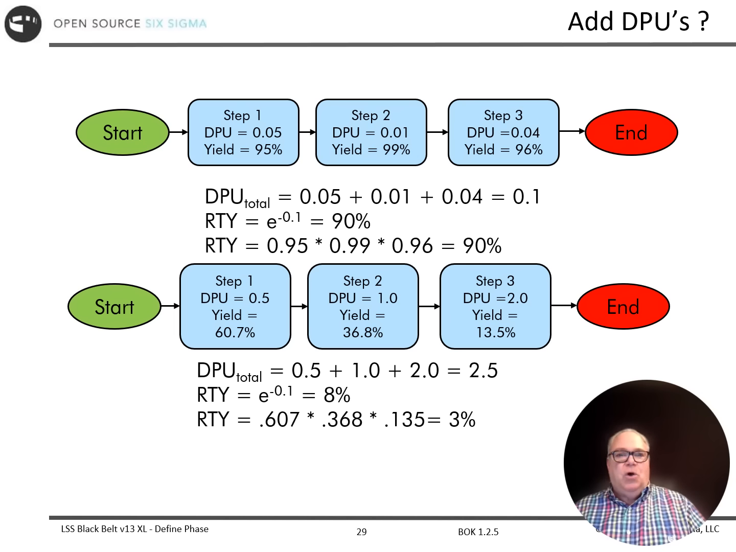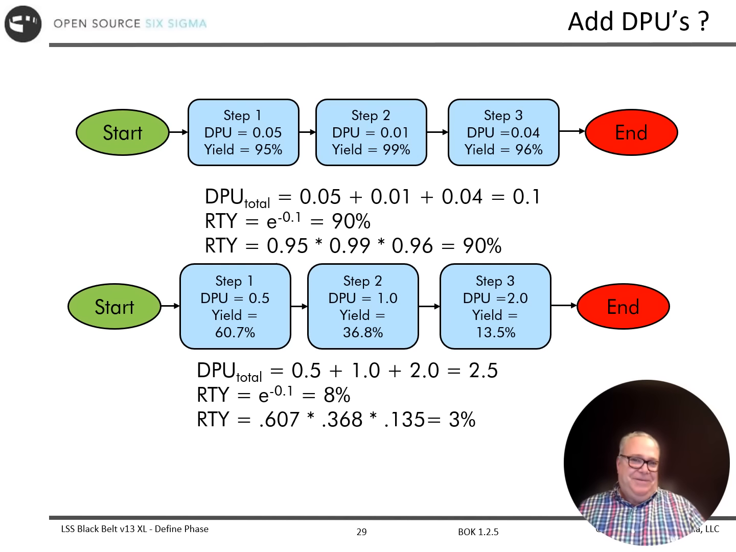So when I'm in the low range, whether this is defects per unit or defectives, I can just add them up and use my little e to the minus DPU. It's EXP in Excel, or use the e function on your calculator. It doesn't matter which way you do it, you'll get the same result.